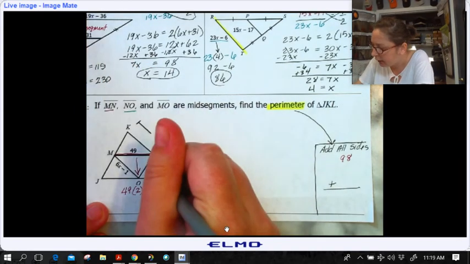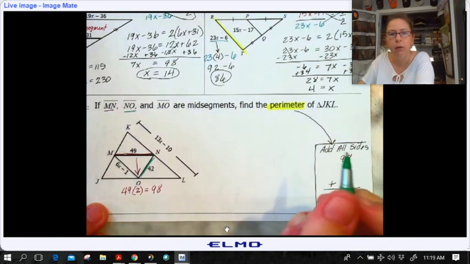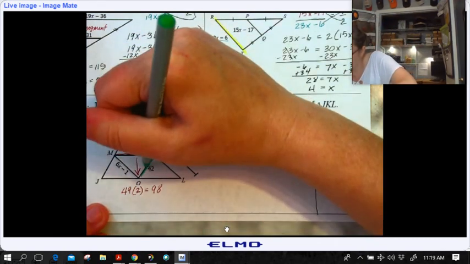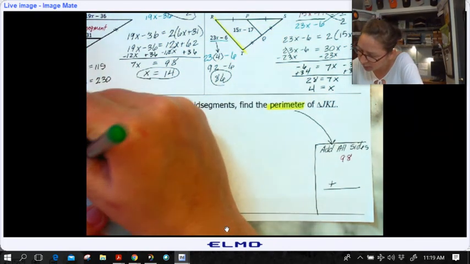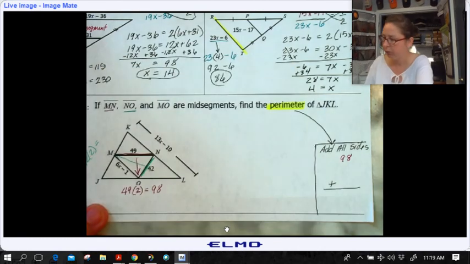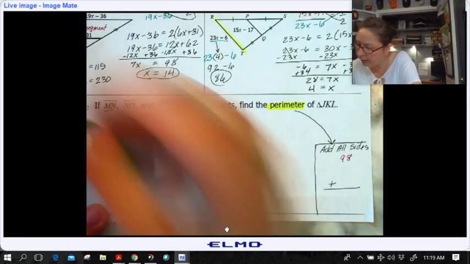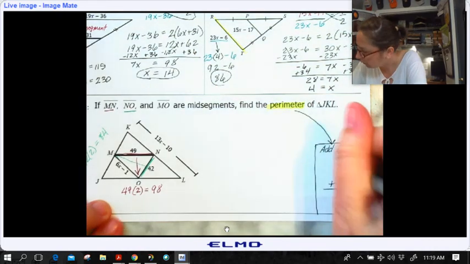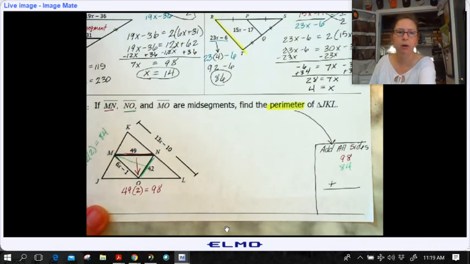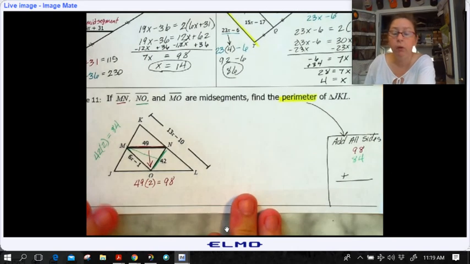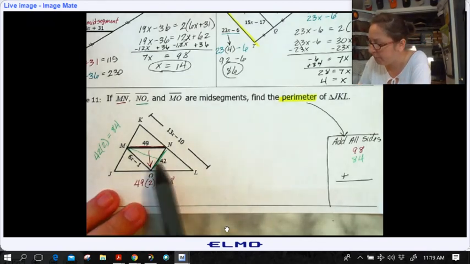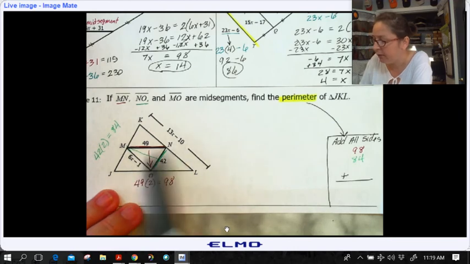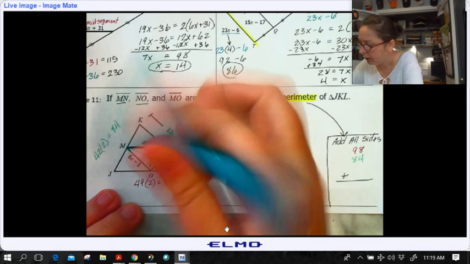NO, I'll use green. NO is right here. And so the side opposite NO is midpoint M. So I'm going to have 42 times 2, and 42 times 2 is 84. So 84 goes there. Well, I'm almost done. I've got 2 sides of my triangle. Now what I need to do is set up my ratio, okay?